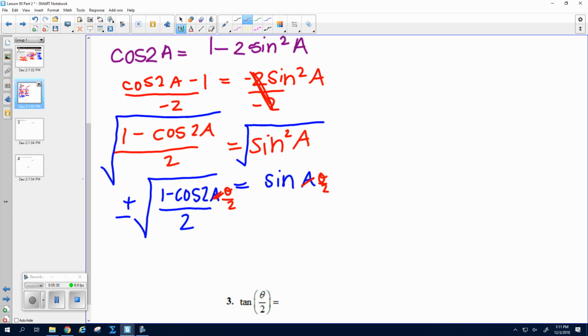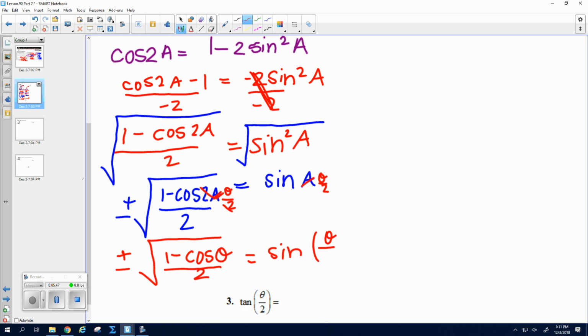Now I get the actual formula, which is 1 minus. So this 2 cancels with this 2 in the denominator, so I just have 1 minus cosine theta over 2. And over here, I now have the half angle, the theta over 2, the formula that we wanted.